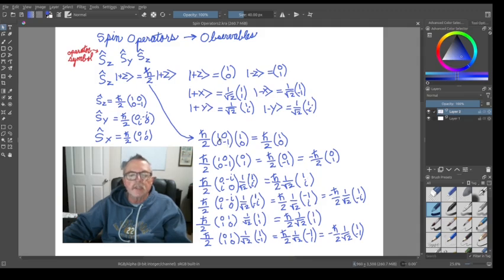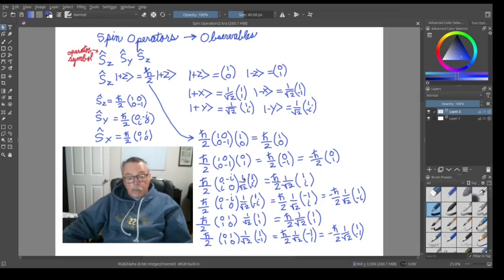This is the spin Z operator right here. This is spin Z operator. This is spin Y operator, spin Y operator, and spin X operator, X operator. So each one of these is multiplied times a column vector. Here's the plus Z column, plus Y vector. See that 1 over square root of 2 comes out there. And the minus Y, plus X, minus X vector.